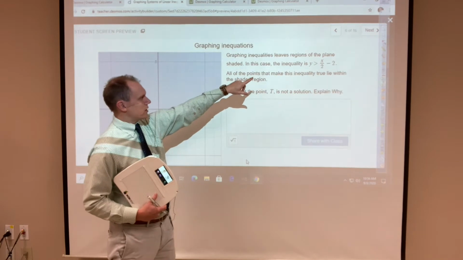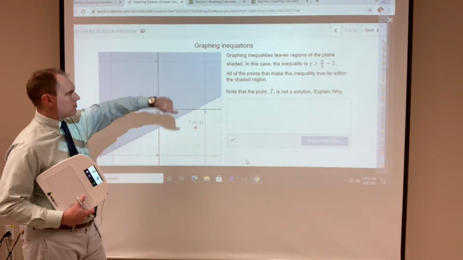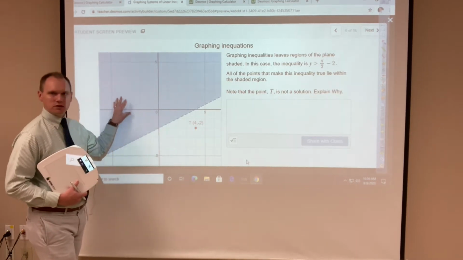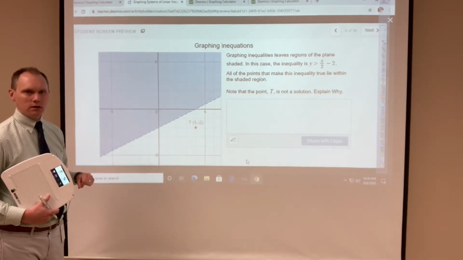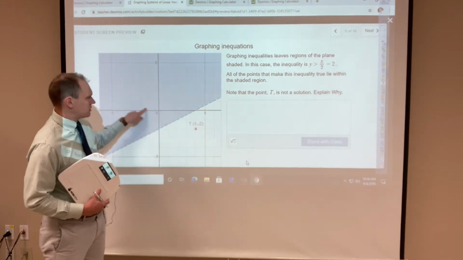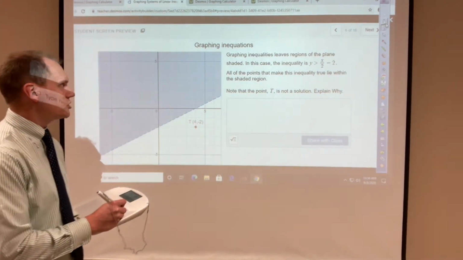y is greater than x over 2 minus 2. Is this point T a solution to this inequality? And the answer is no, right? Because this point right here is not in the shaded region. But also, let's check it.